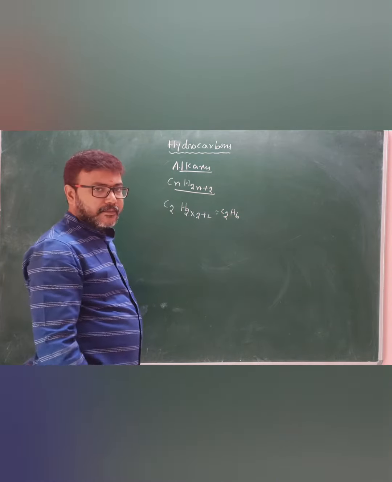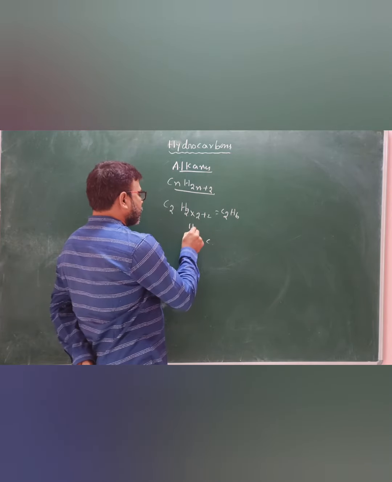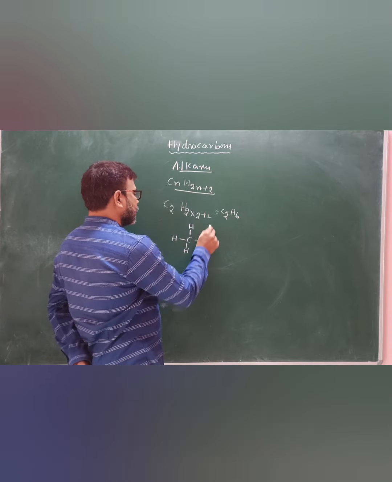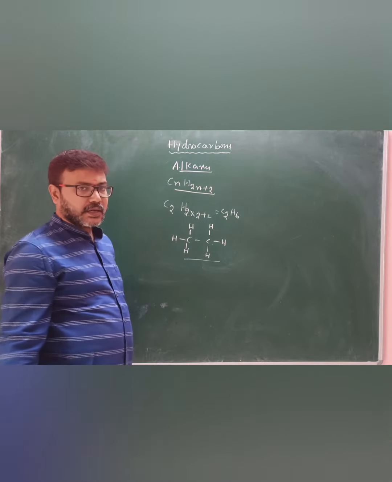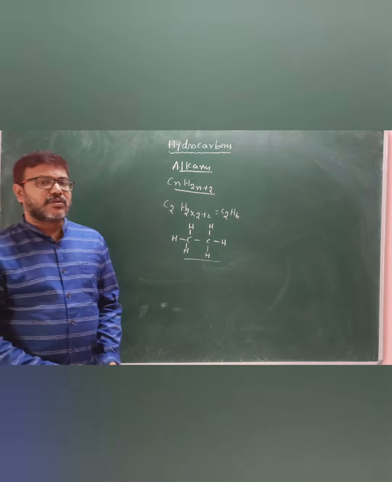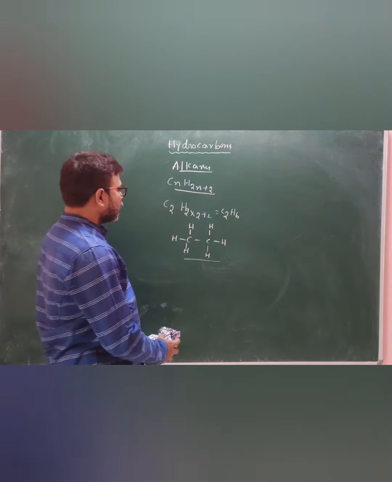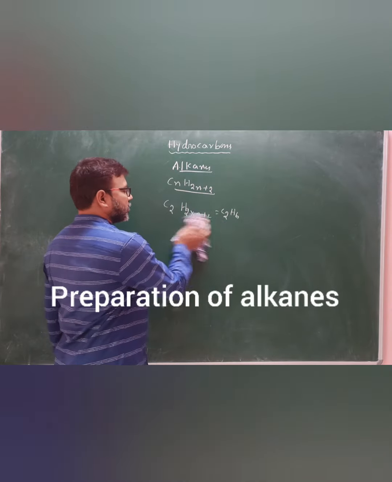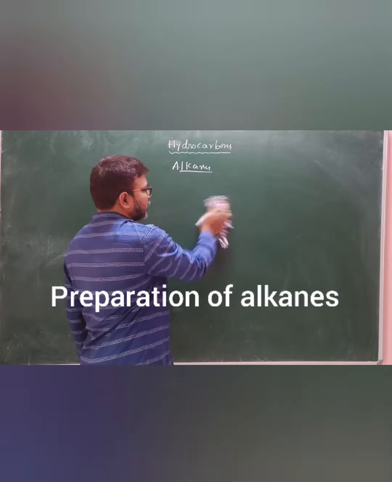The carbon valence is 4, so each carbon is bonded with 3 hydrogens, making it a saturated hydrocarbon. Saturated hydrocarbons are less reactive towards a chemical reaction, so that's why these are called paraffins. Now today we discuss the preparation of alkanes.